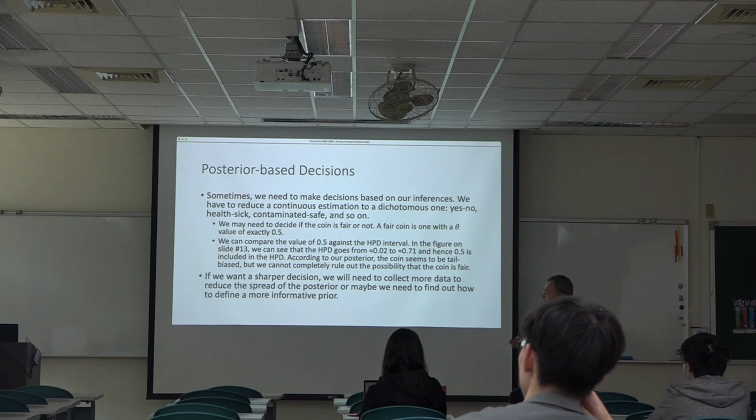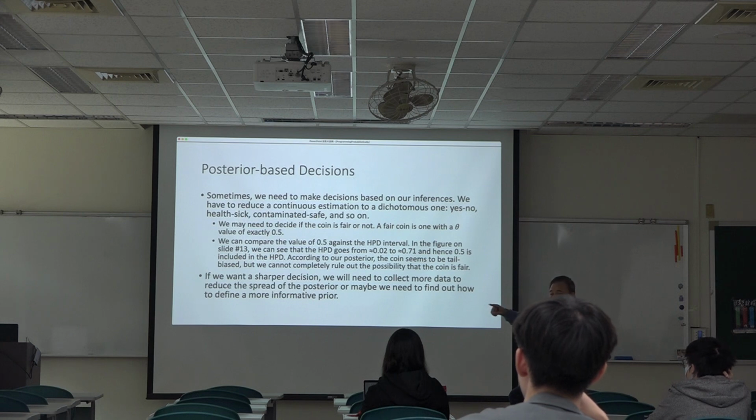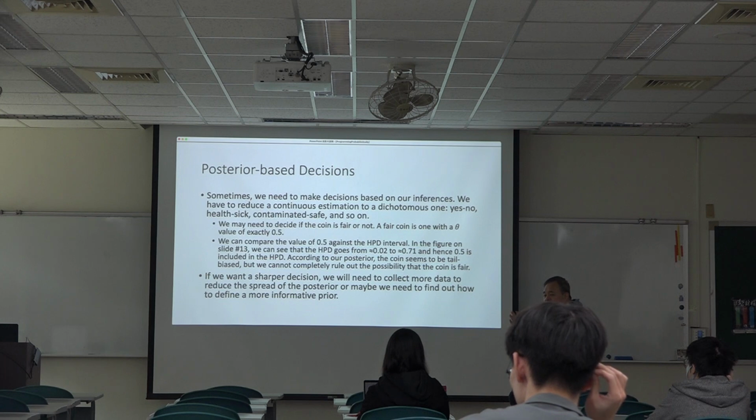This is one way to make your decision, a dichotomous decision, based on this posterior distribution. If we want a sharper decision, we will need to collect more data to reduce the spread of the posterior, or maybe we need to define a more informative prior, because the prior that we use is a flat prior. Remember, if we have a more informative prior, then the result may be more accurate.